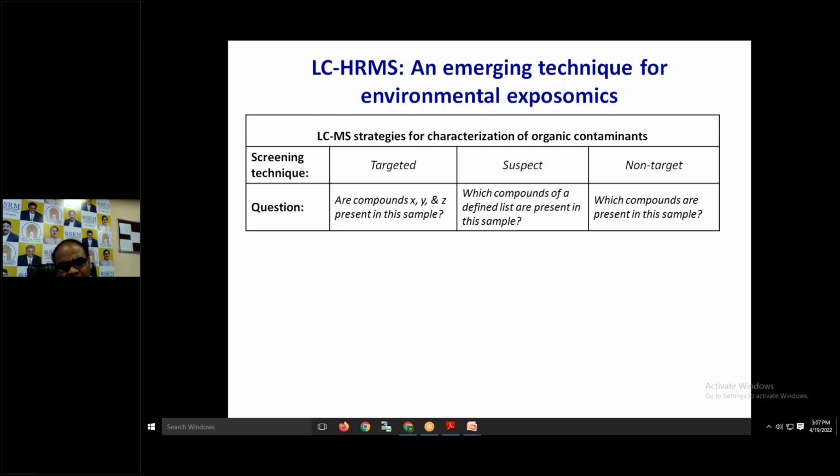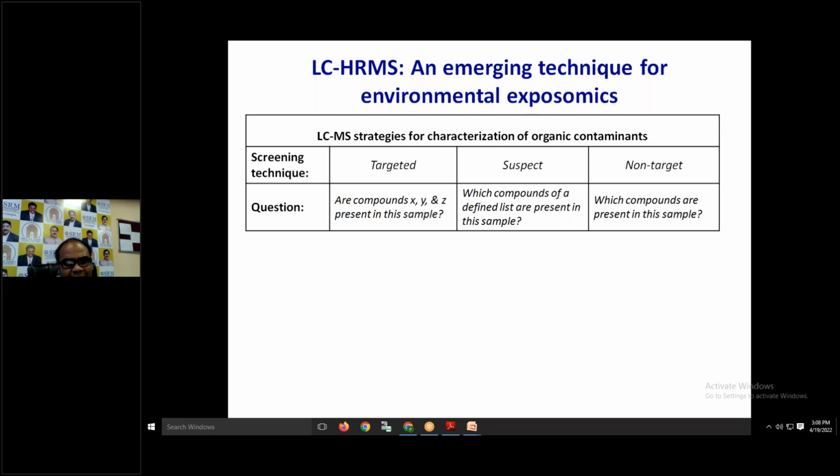There are three types of techniques we follow for the presence of exposomics: one is targeted, one is suspect, and one is non-target. Targeted means suppose contaminants X, Y, Z are present; we are going to identify their presence in the sample. We know that X or Y or Z are present, and we are going to identify what is present and in what quantity.